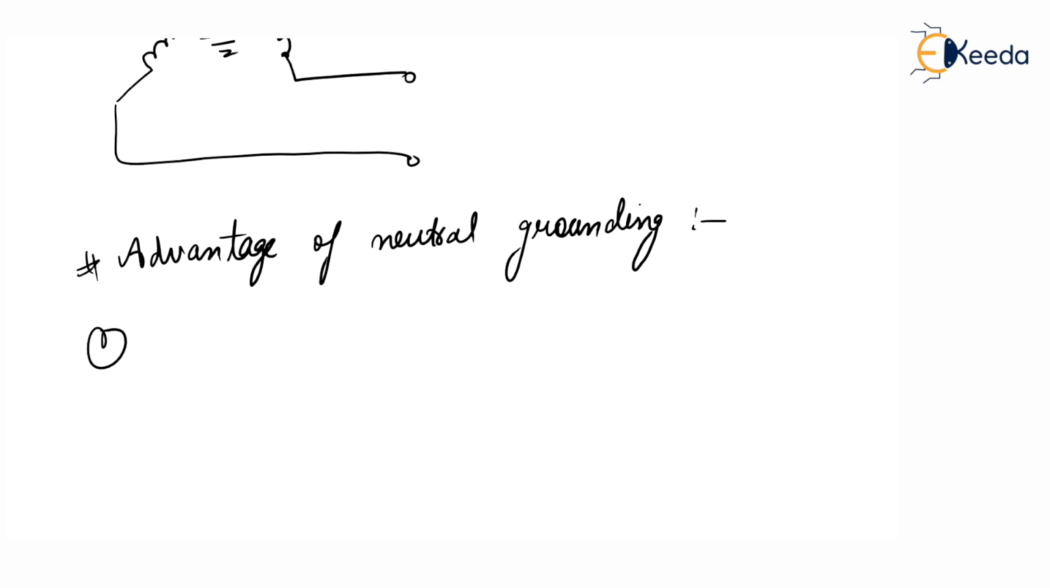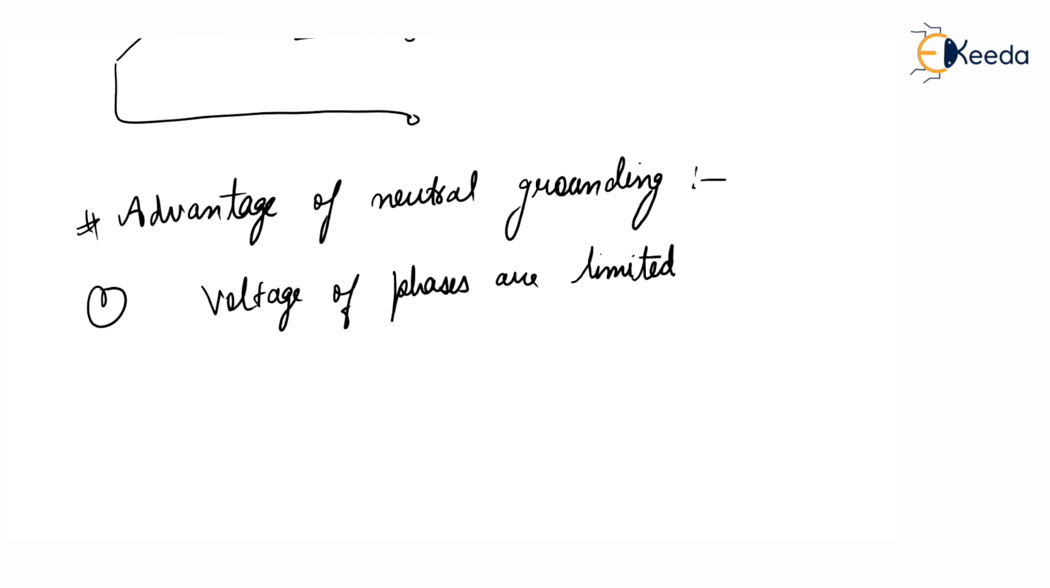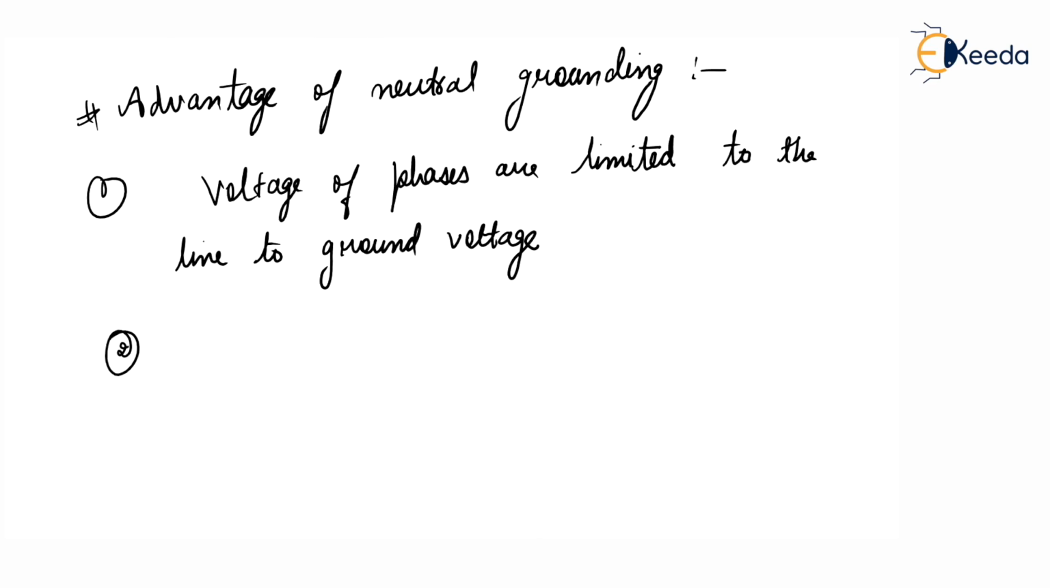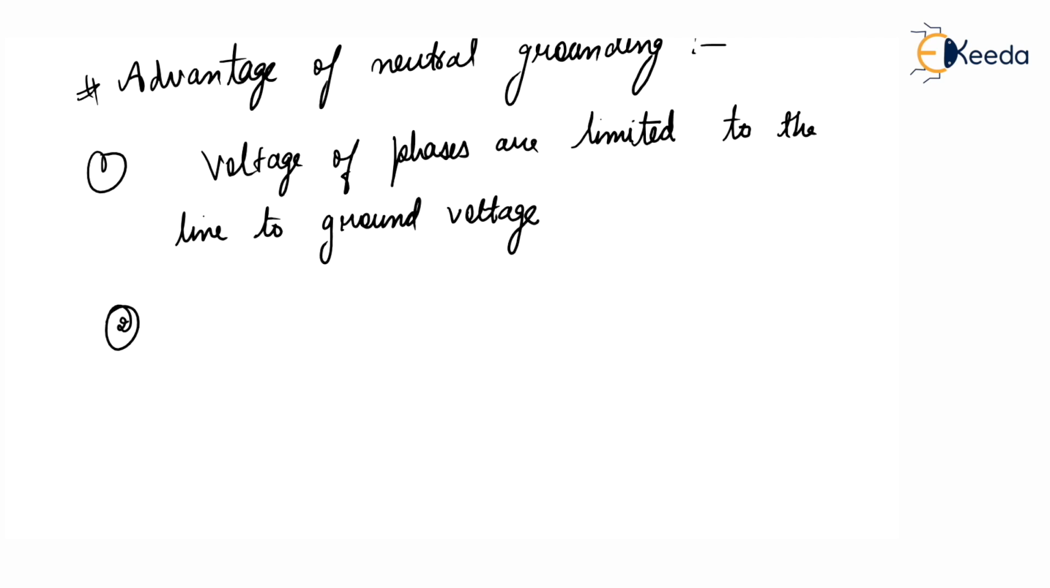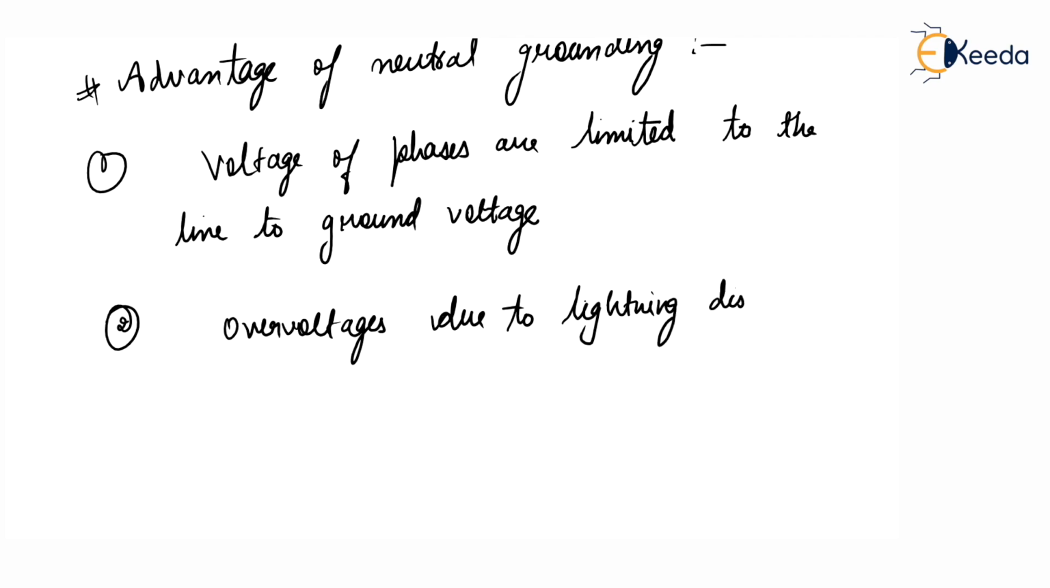See, first advantage of neutral grounding, voltage of phases are limited to the line to ground voltage. Second advantage, surge voltage due to earthing ground is eliminated. Third advantage, over voltage due to lightning discharge to ground is reduced.